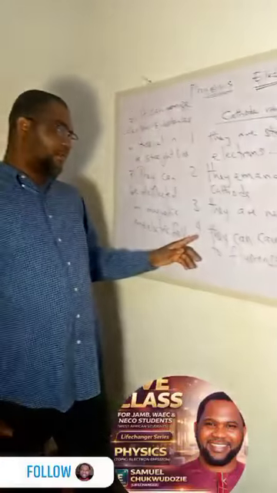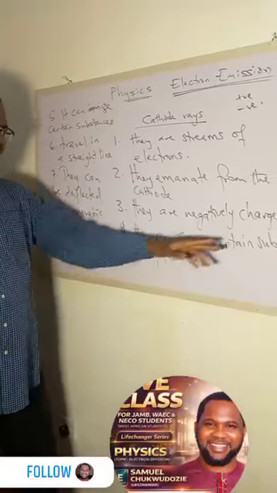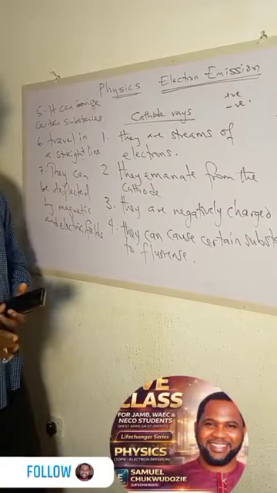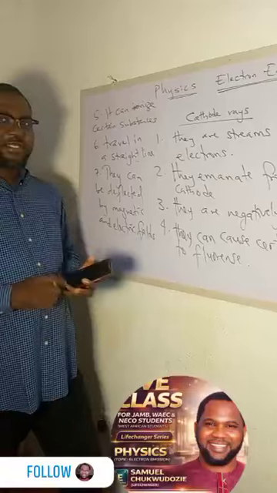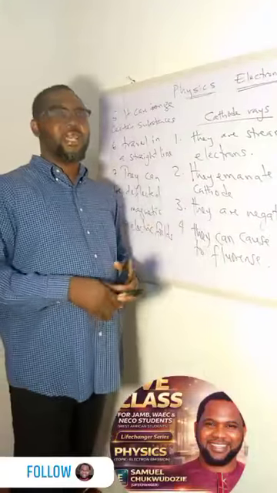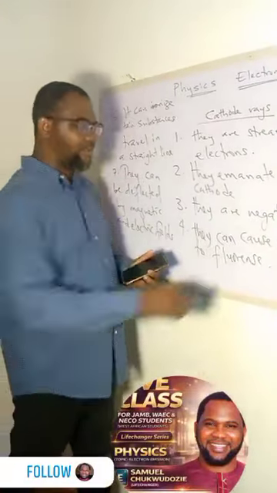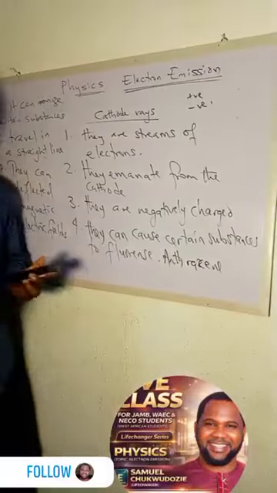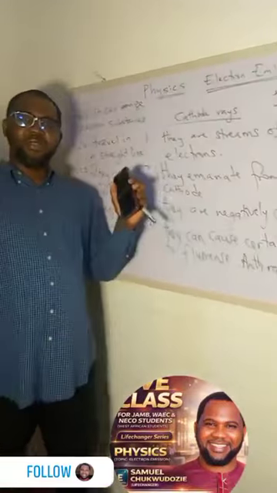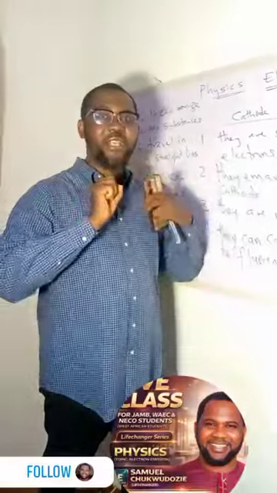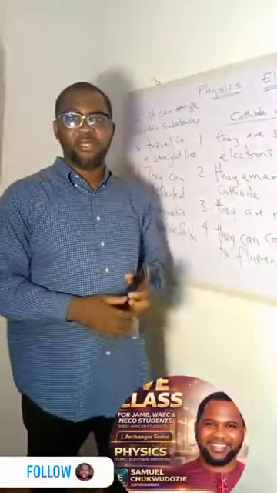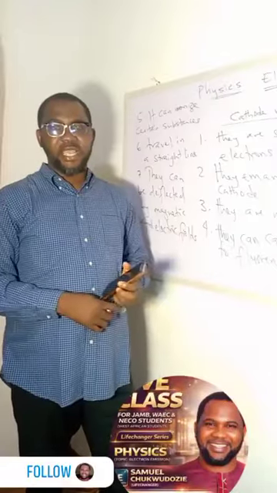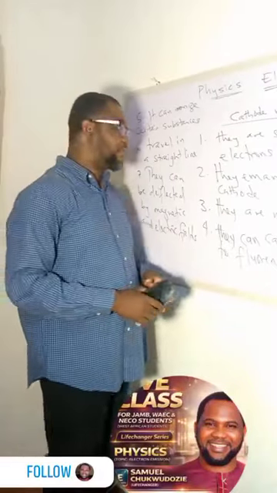Then number 4 is that they can cause certain substances to fluoresce. To fluoresce simply means to give light. There are certain materials, an example of such materials can be anthracene. Once electrons hit these materials, they begin to shine light. They are very bright. That's the principle they used in making fluorescent tubes in those days, and discharge tubes. I'm going to discuss that after now.